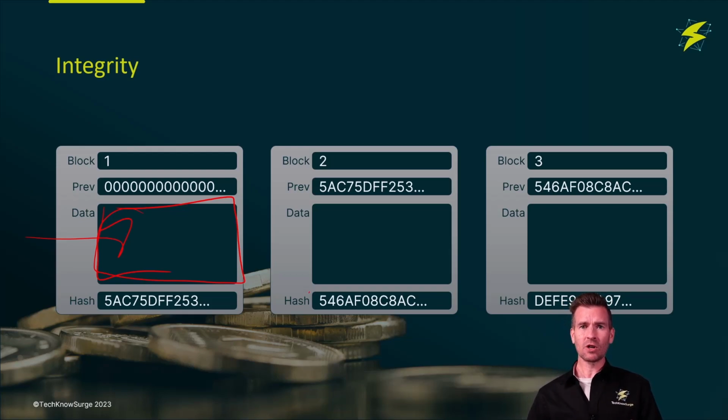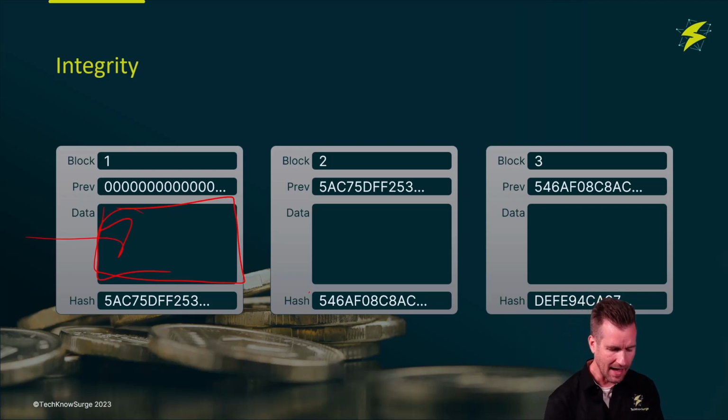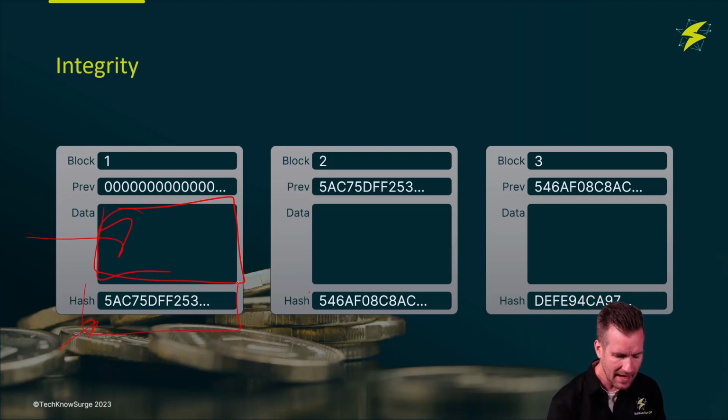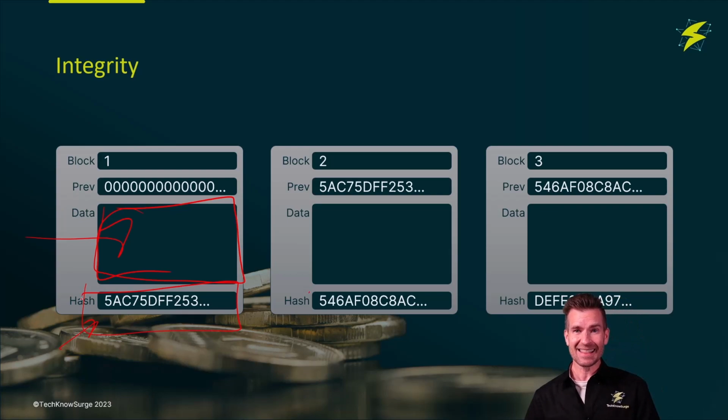So if I were to go back and recalculate the hash for this, and it's different from this block right here, I would know that the data no longer has integrity, that something has changed along the way. For somebody to cover up their tracks, they would have to recalculate the hash and change that in that block.